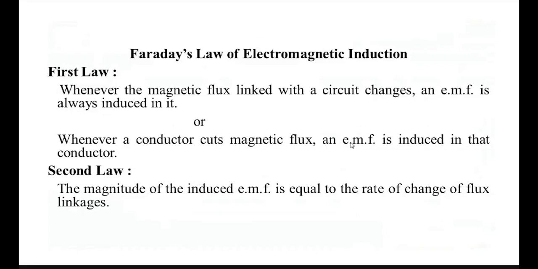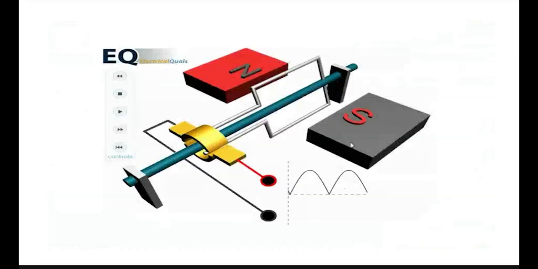The second law: the magnitude of the induced EMF is equal to the rate of change of flux linkages. The first law indicates only how to produce the induced EMF. With the second law, we can determine the induced EMF magnitude. These are the two statements of Faraday's law of electromagnetic induction.